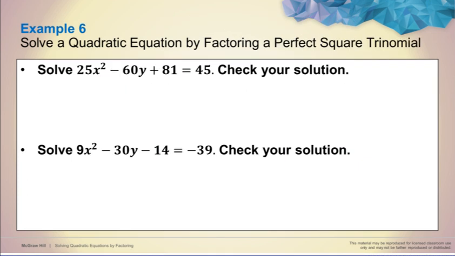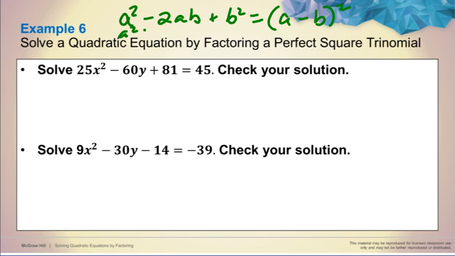Next, perfect square trinomial. So for a perfect square trinomial, I have a squared minus 2ab plus b squared equals (a minus b) squared. Or this could be a squared plus 2ab plus b squared equaling (a plus b) squared. So here, the square root of 25 is 5x. Square root of 81.